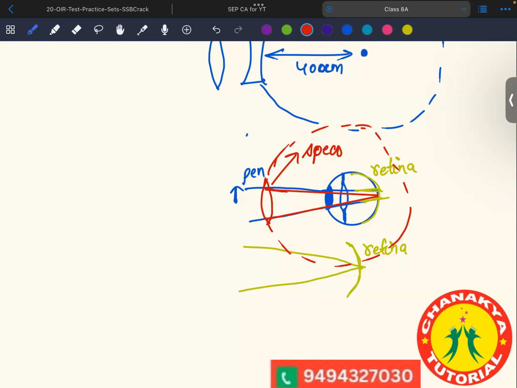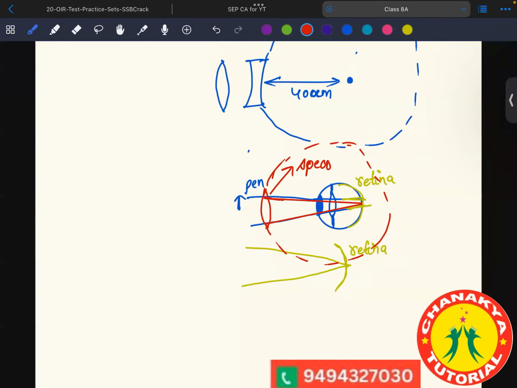Okay, so the doctors use this method to make a suitable lens, the suitable spec, so that the light can be focused at the retina. Got it? Yes. Okay, anyone else? Any doubt? Any of your curiosity or doubt?